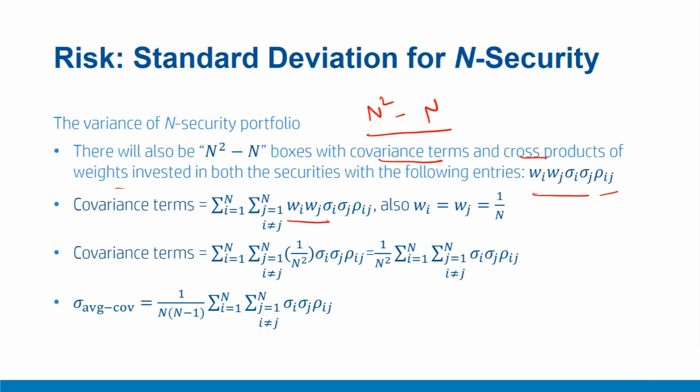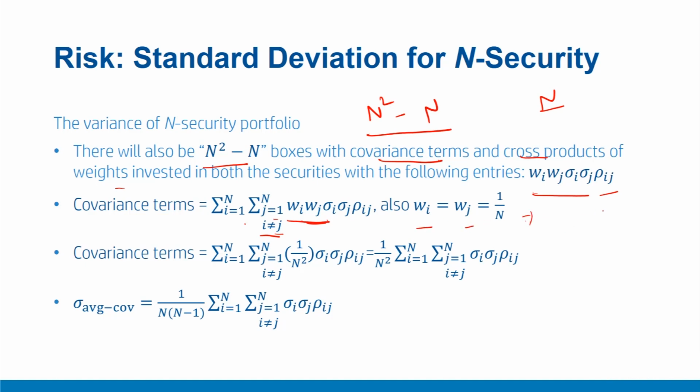If I sum up all the covariance terms of diagonal terms, all those n square minus n terms, I'll end up with something like this: wi wj sigma i sigma j rho ij, summation i equal to 1 to n, summation j equal to 1 to n, where i is not equal to j. Why this special subscript? Because for all the cases where i equal to j, they will become the diagonal terms with variance terms. Now we already made a simplifying assumption that Wi equal to Wj equal to 1 upon n.